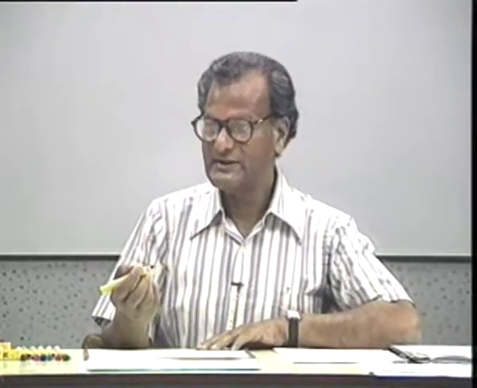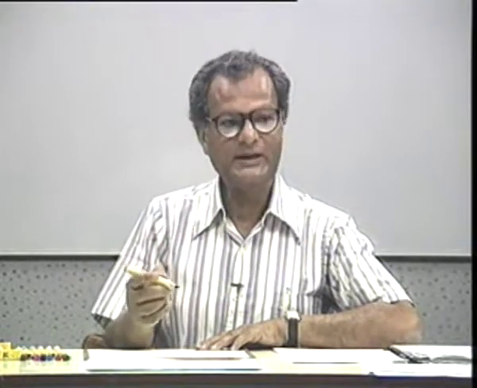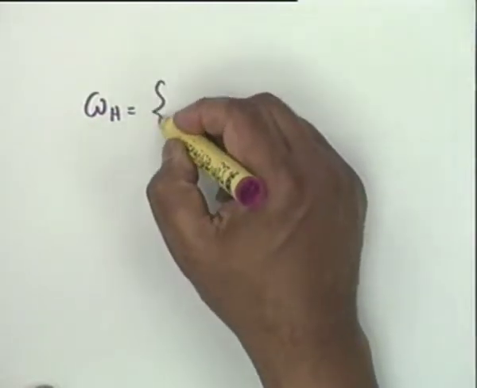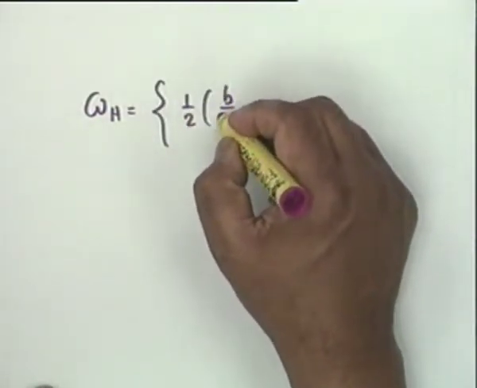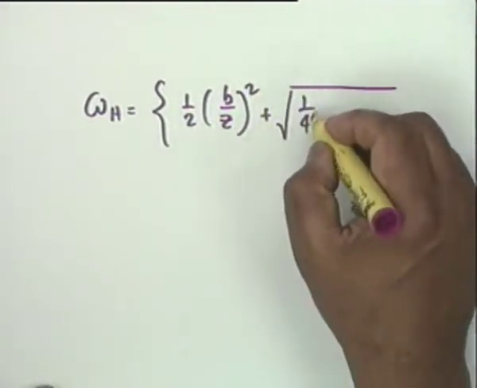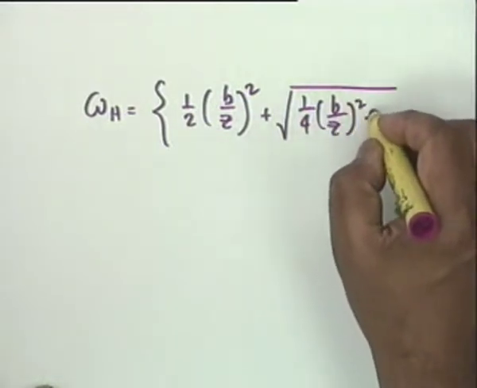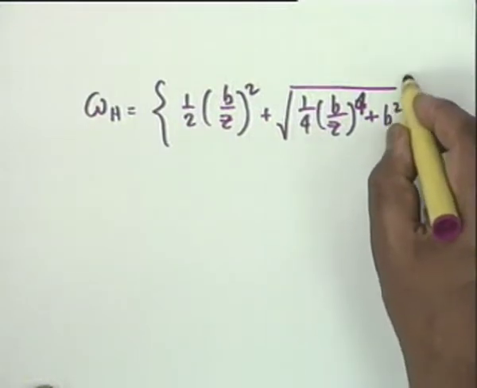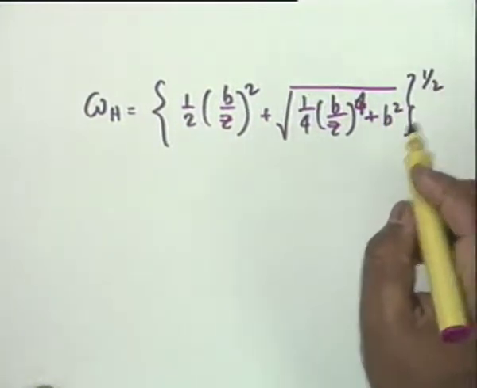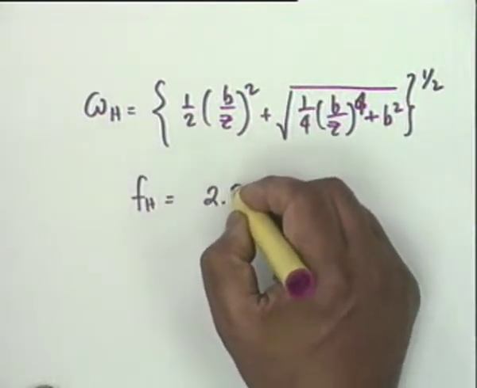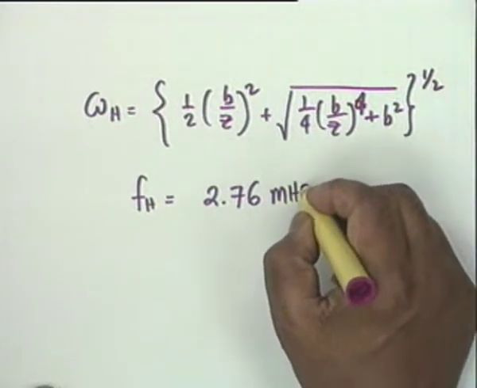Also, from the equation, now our design is complete. Our omega h was not specified; it was required to be found out. So you substitute the values of the quantities b by z, which we have already found out, plus square root of 1/4 b by z whole squared plus, not whole squared, whole to the 4th, plus b squared whole to the power half, and this comes out as fh comes out as 2.76 megahertz.